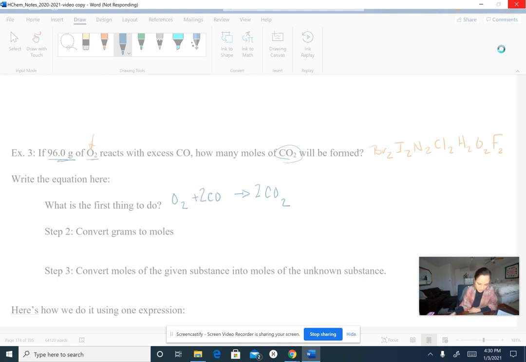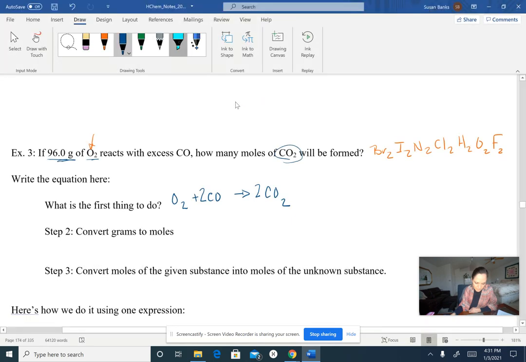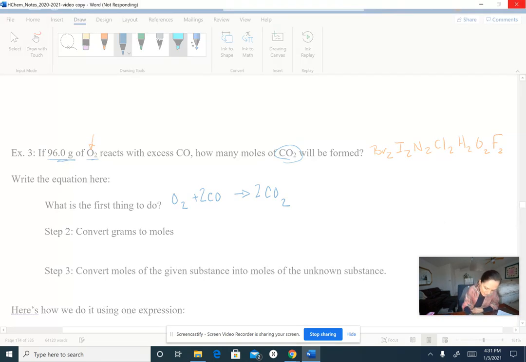Hopefully it won't take too long for it to think. Oh, wow. That was quite a long time. Okay, so I'm going to take the 96, and it's still thinking. Yay.